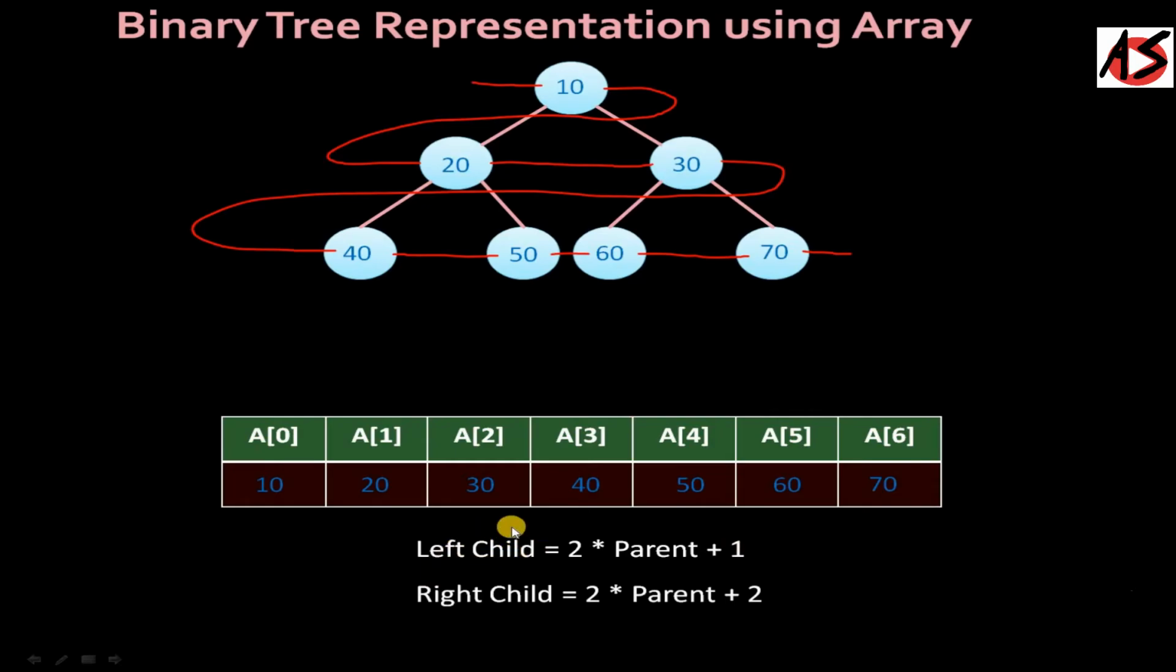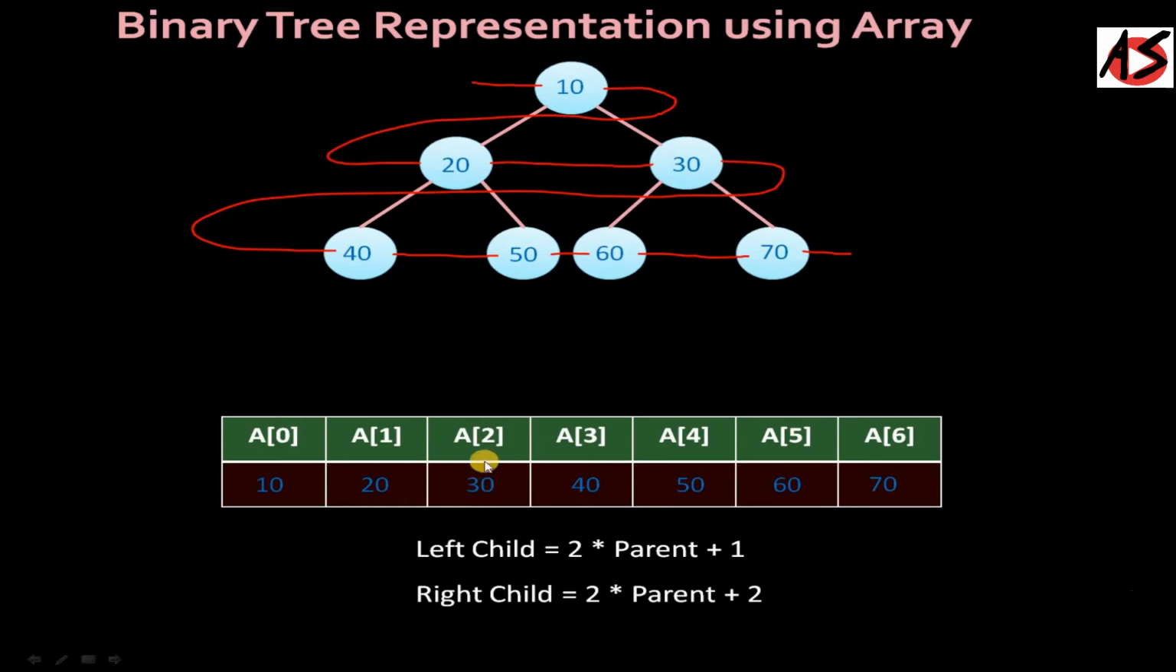If you want the left child of the root element, your root element index is 0. So you put the index of the parent, that is 0. So 2 multiplied by 0 is 0, plus 1. So left child is equal to 1. You will get the left child of the root element at the first index. Similarly, right child is equal to 2 multiplied by 0, that is 0, plus 2. That means right child is equal to 2. That means on the second index you get the right child of the root.